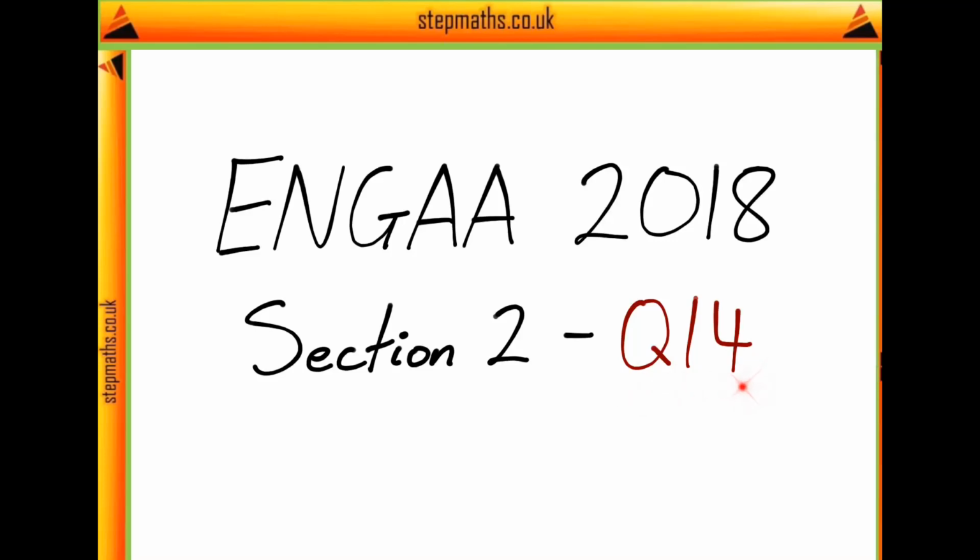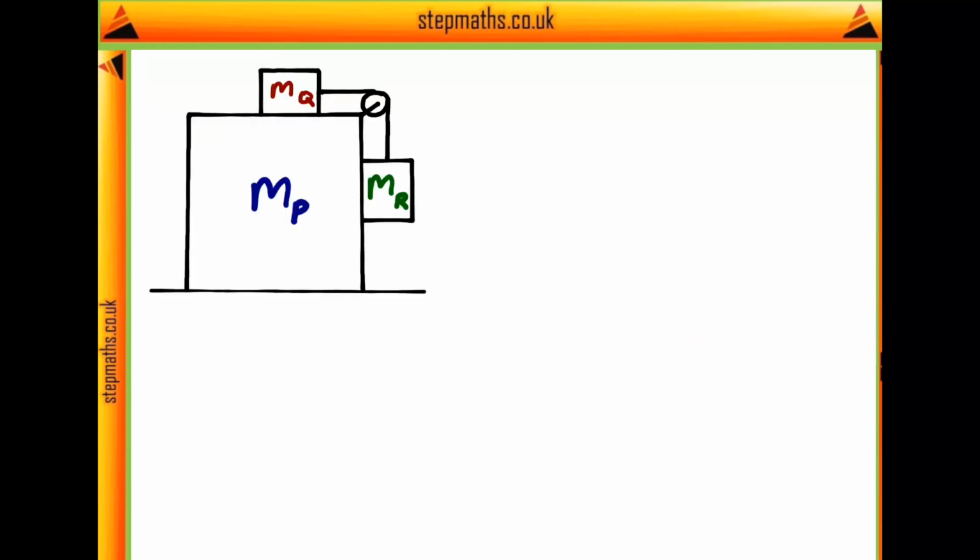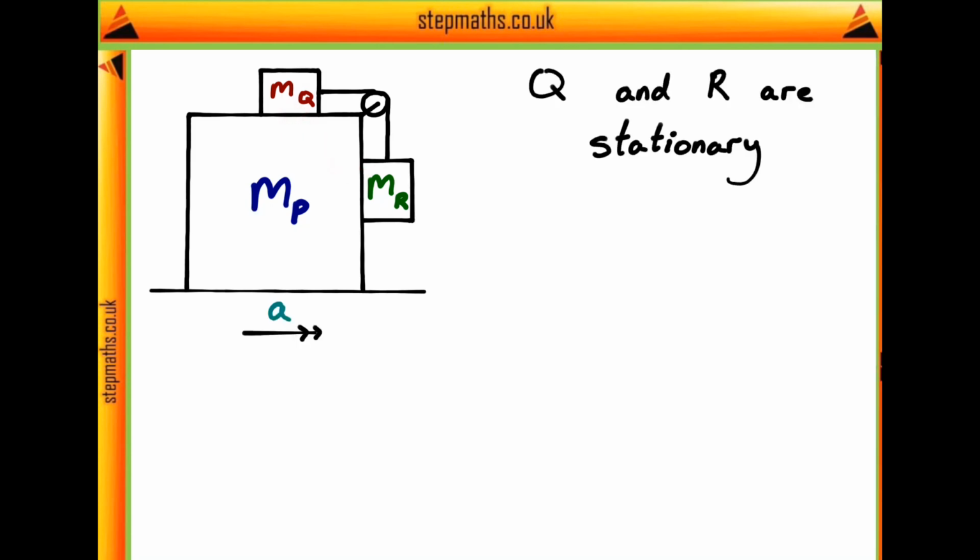Here we're going to look at question 14 from section 2 of the ENGAA 2018 paper. In this question we're given three blocks, P, Q and R. We're told that Q and R are connected by an inextensible string which goes around a pulley connected to the mass P. Each of the blocks has a mass shown on the diagram, and we're told that block P is accelerated with an acceleration A, and due to this acceleration Q and R are stationary relative to P. The question asks us to find the acceleration of block P.